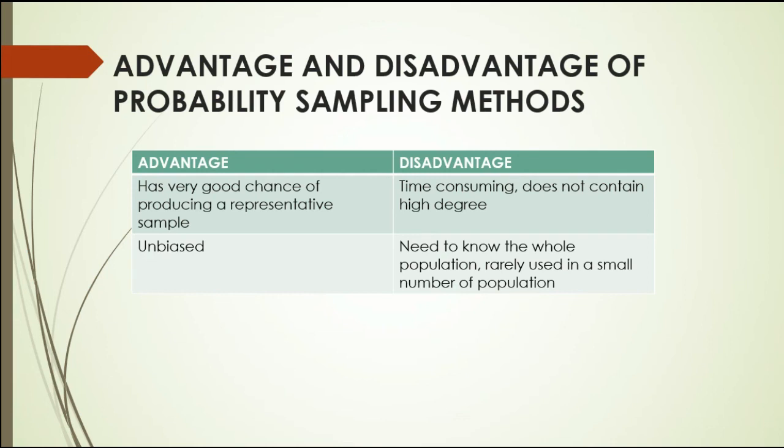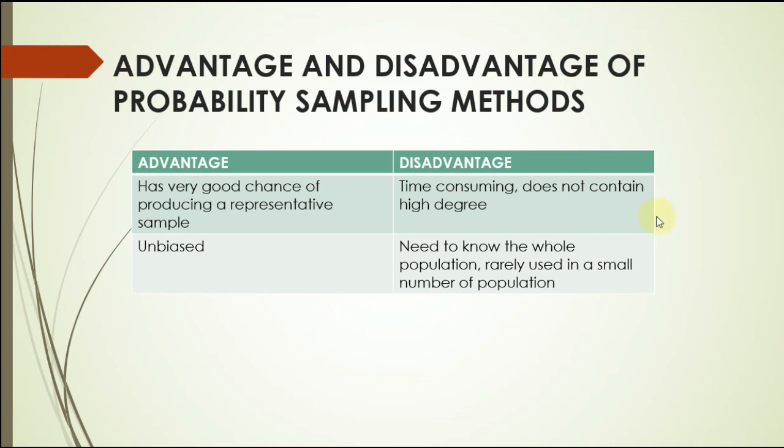Advantage nito kasi nga, yung chance niya, they tend to rely on random selection and no biases. Disadvantage nito does not contain high degree of representativeness. Yung example nun is yung proportionate stratified. Mas madami population, mas madami ang sample. Pag onti ang population, mas onti din ang makukuha mong sample. Alright?